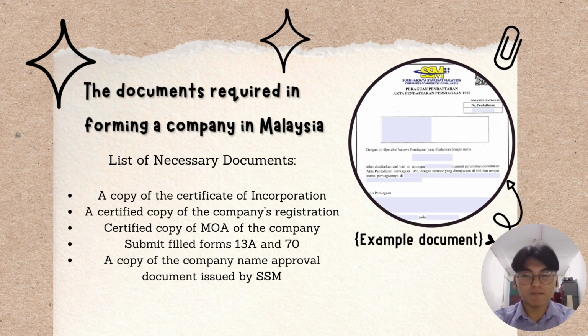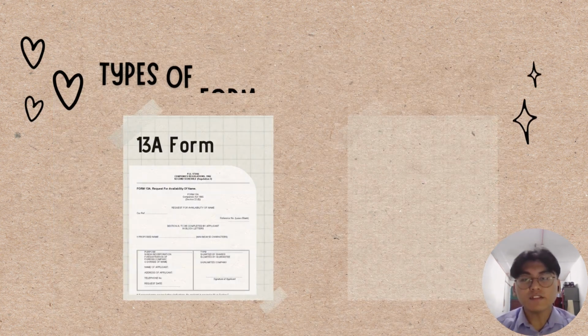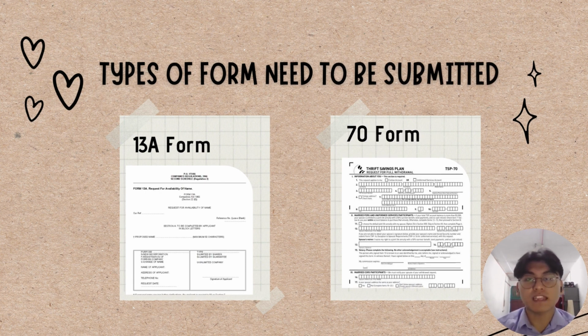And here is an example of the documents needed in forming a company in Malaysia. This is also an example of the forms that need to be submitted, which are the 13A form and the 70 form.